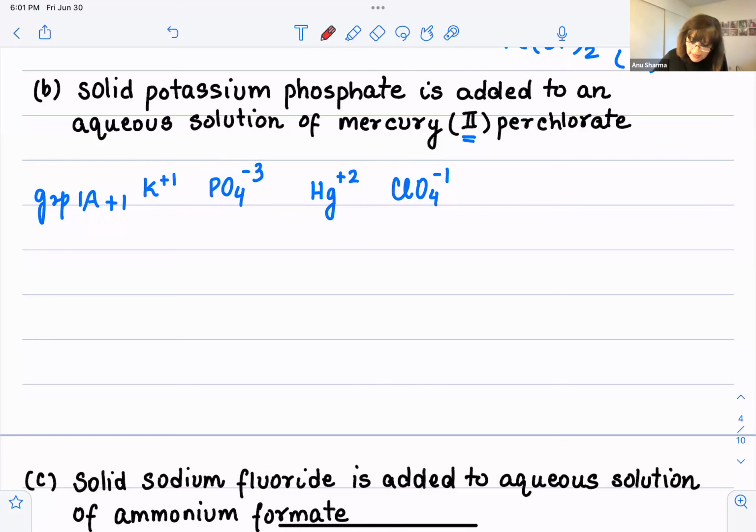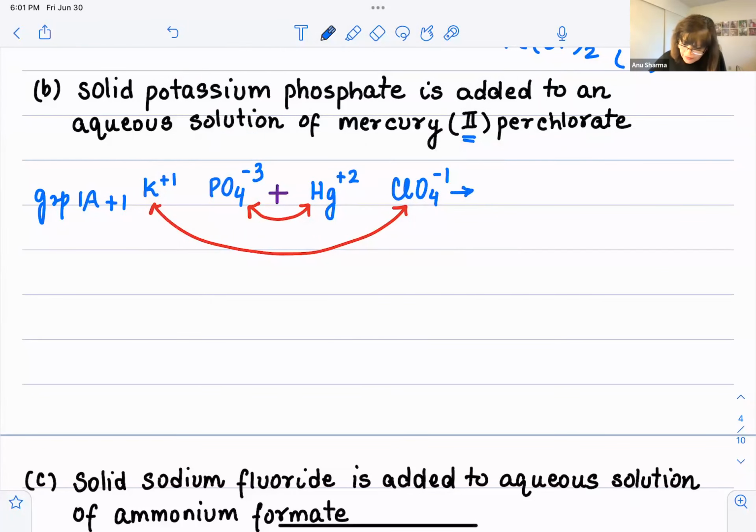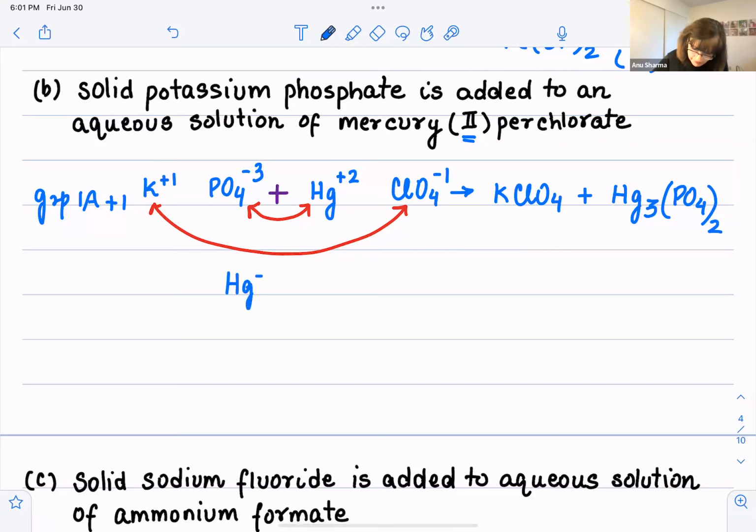So when these are being reacted, potassium is going to mix with perchlorate, okay? And mercury is going to mix with phosphate. So again, mercury is one of the troublemakers. So what do you get here? You get potassium KClO4 plus Hg3(PO4)2. Remember that Hg has +2 charge, PO4 -3.